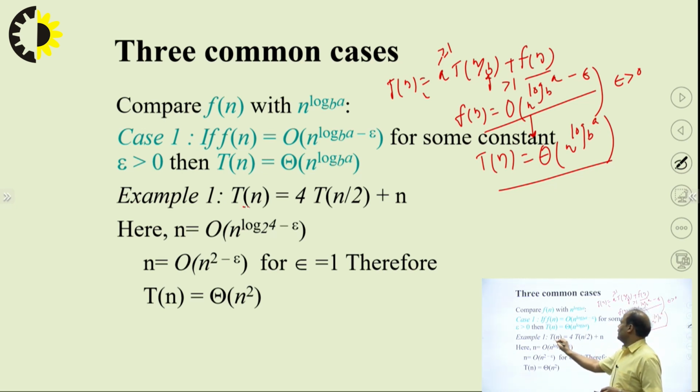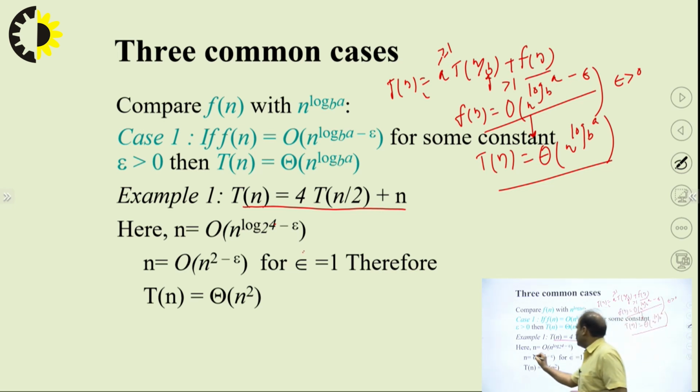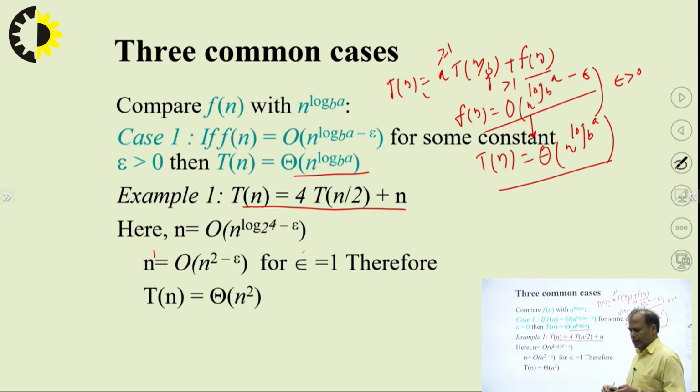Like, consider this example 1. Tn is 4 Tn by 2 plus n. Now A is 4 and B is 2. So n is big O of n to the power log A, where A is 4 and B is 2, minus epsilon. So we can say that here n is n to the power 1 and this is n to the power 2 minus epsilon. So at least we can get 1 epsilon such that this is less than or equal to n to the power 2 minus epsilon. So by the solution of this recurrence, since it is true, we can get epsilon equal to 1. Therefore, Tn equal to theta n square.